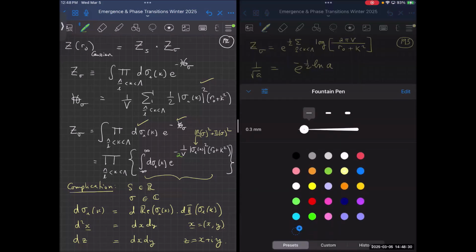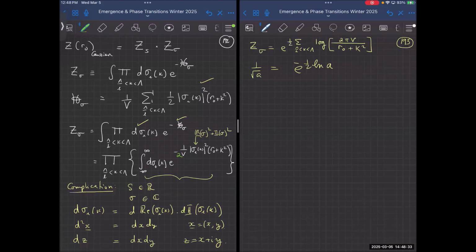All right. So now let's do Z_S. So Z_S, that's the integral over the long wavelength degrees of freedom. So that's e to the minus 1/2 v sum over naught is less than k is less than lambda over L, of r naught plus k squared, the absolute value of S_L of k squared, like so.